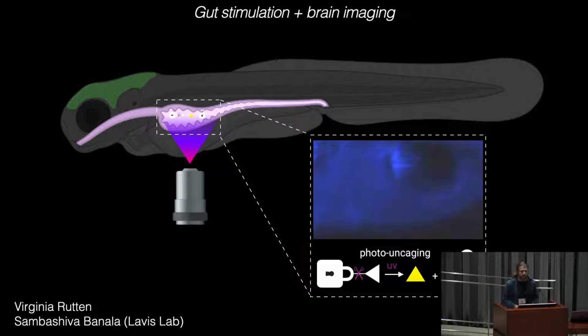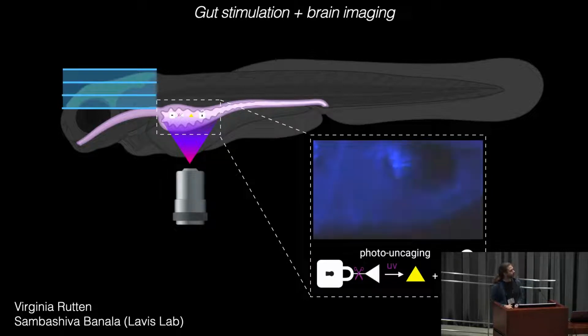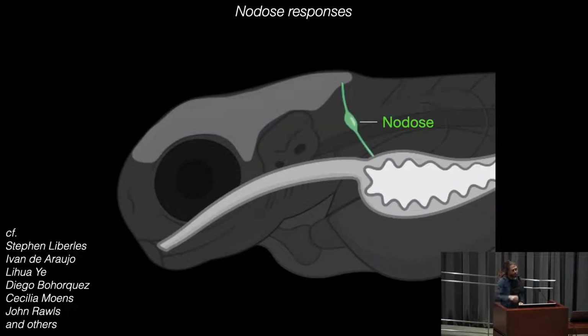And so this now we can release acid or glutamate or glucose in the gut while imaging from the brain using our light sheet microscopy techniques. And so this is building on work by many people, including some which are here.